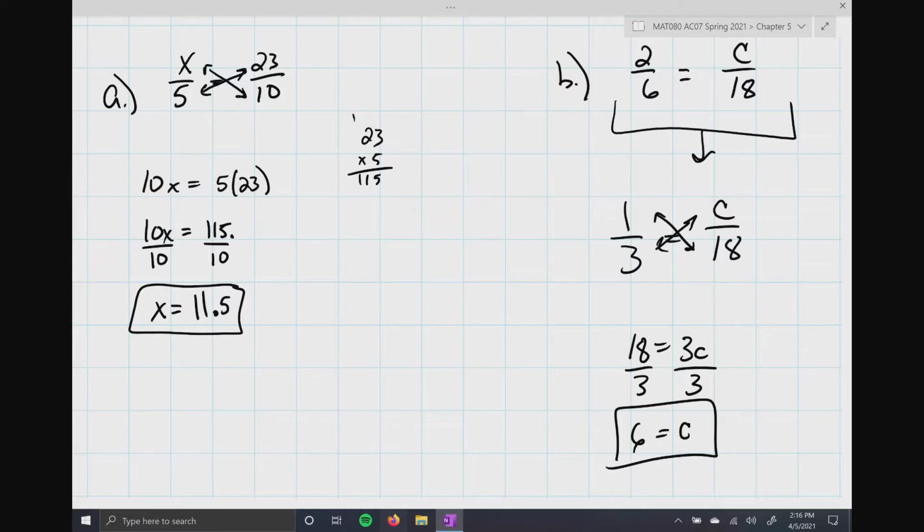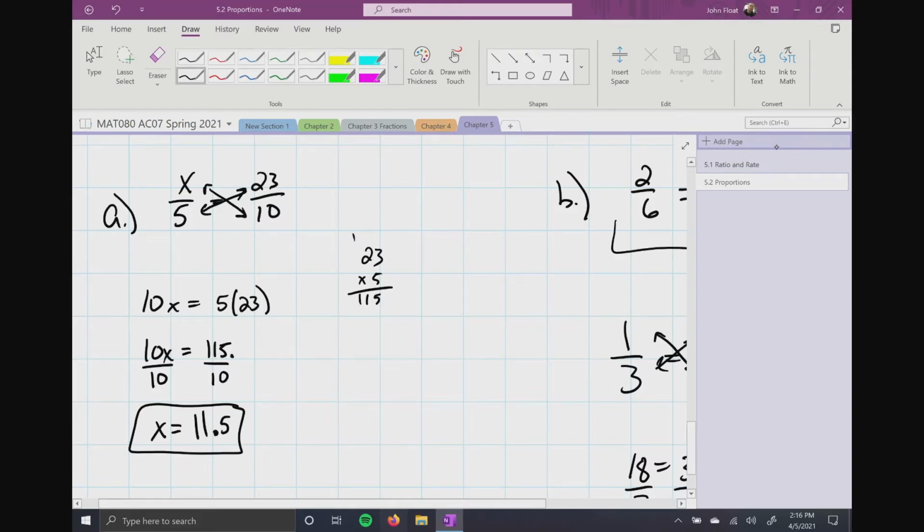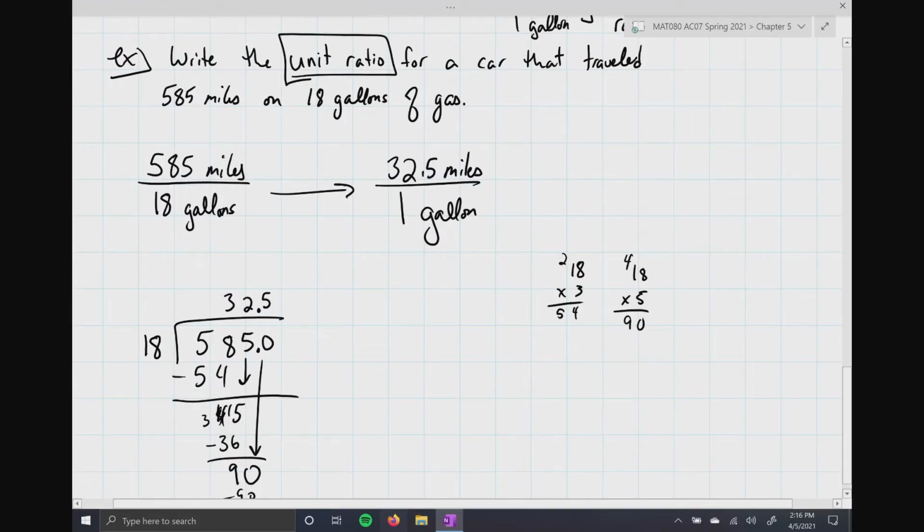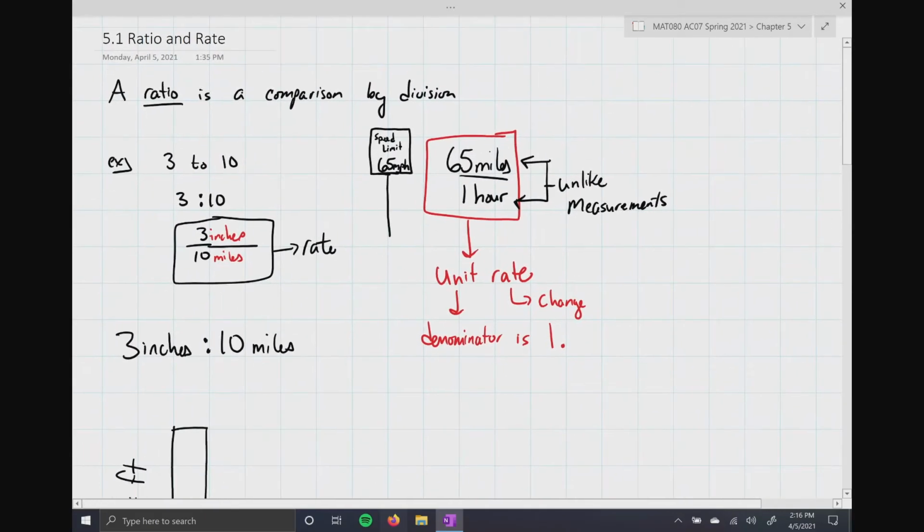All right, before we move on, I just want to review a little bit, because we did a lot already. In 5.1, we learned about a ratio. It's a comparison by division. We learned about like units or like measurements and unlike measurements. And then we learned that all unit rates will have a denominator that is a 1.